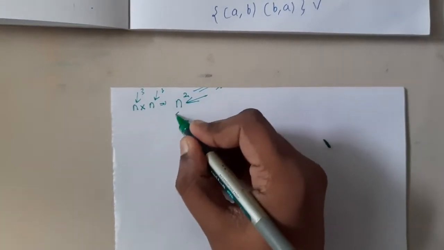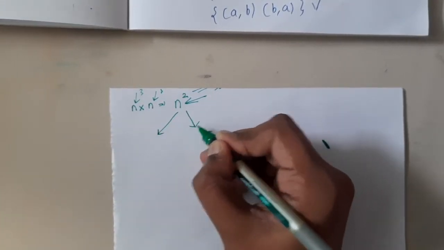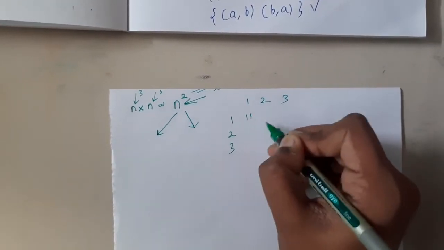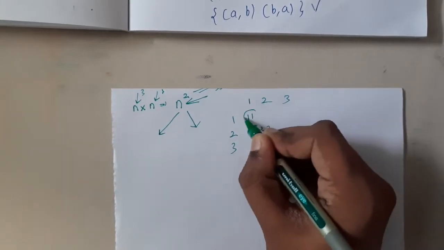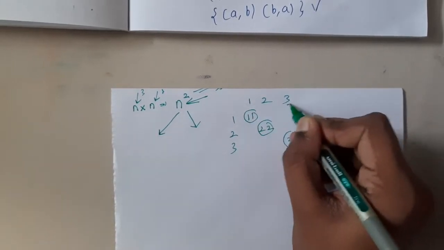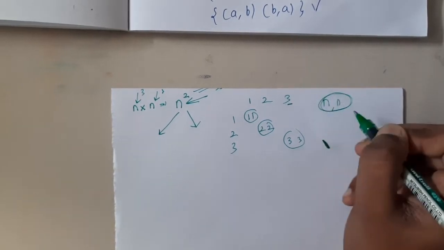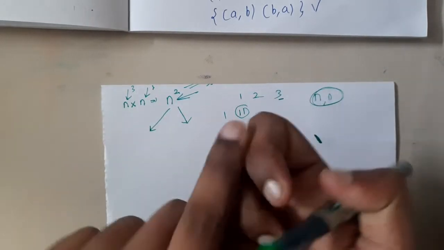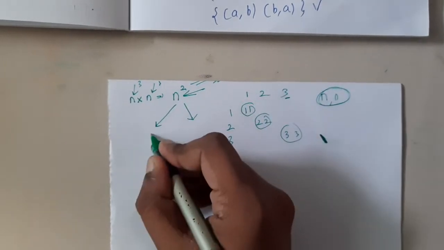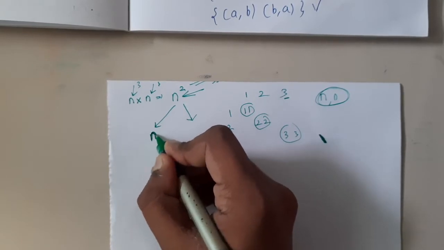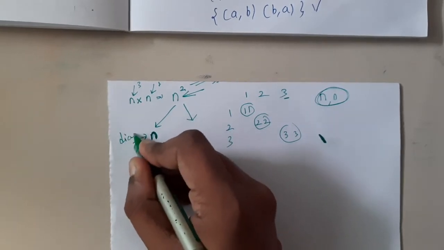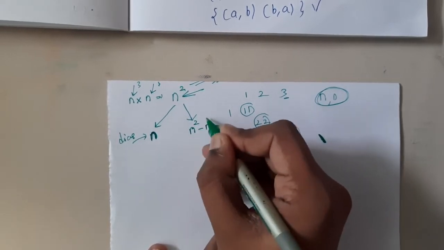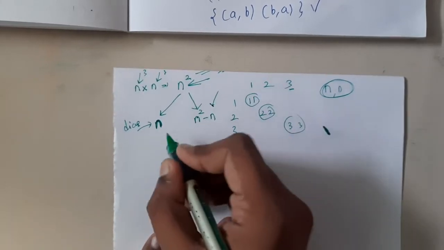Among these n square, how many elements are mandatory, guys? If you recall, we have 1 2 3, we have 1 2 3, and we need 1 1, 2 2, 3 3. So in total, what is our n number? That many n comma n pairs we want, right? If it is 4, we need 1 comma 1, 2 comma 2, 3 comma 3, 4 comma 4. So among n square, n are mandatory, right? These n are nothing but the diagonal, and the rest are n square minus n. These are completely optional, while these are mandatory.